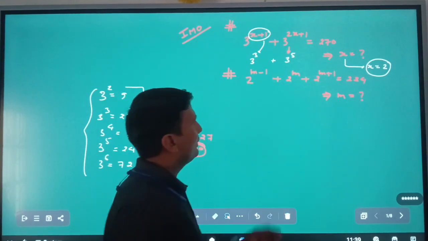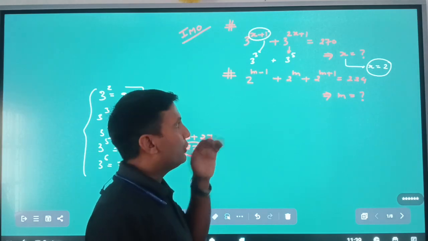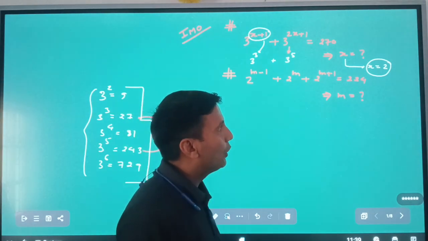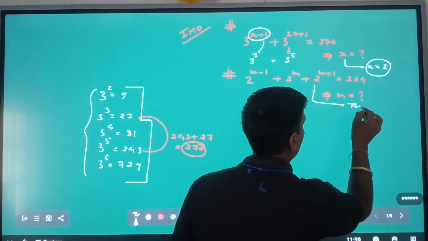Similar is the case with this one also. If you know the expansion of several powers of 2, you can sum them up and find 224. So I will suggest that you try this at home.